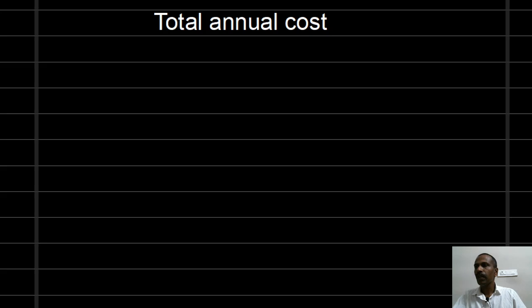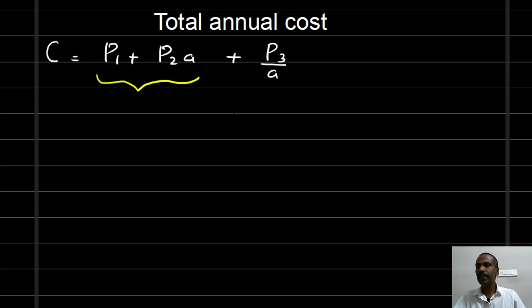The total annual cost C is equal to P1 plus P2 into A plus P3 by A. P1 plus P2 into A is the annual charge and P3 by A is the cost due to the energy loss in the line per year. In order to find the minimum cost, we need to differentiate this expression with the variable A and equate it to 0.